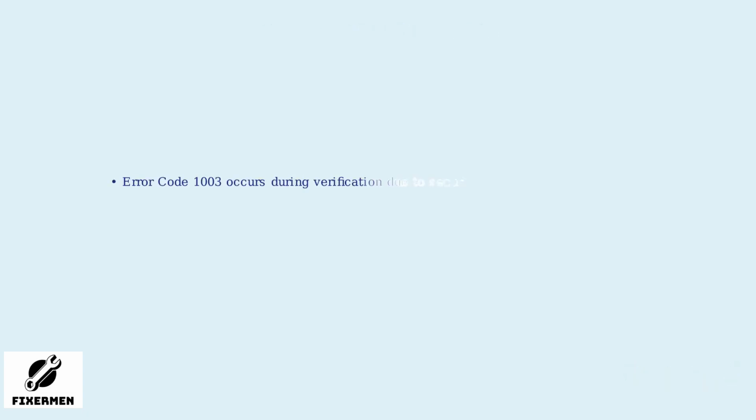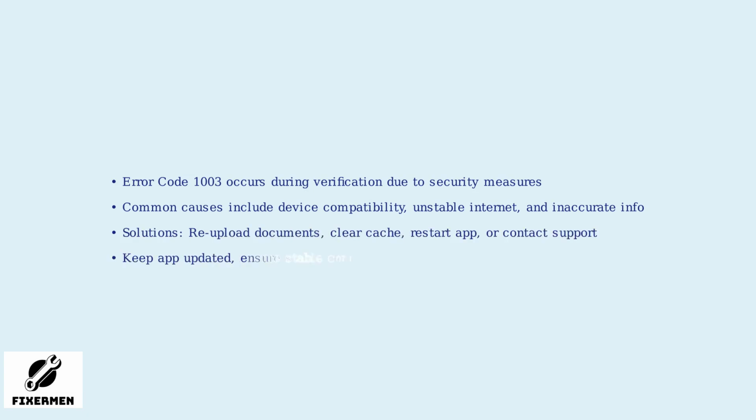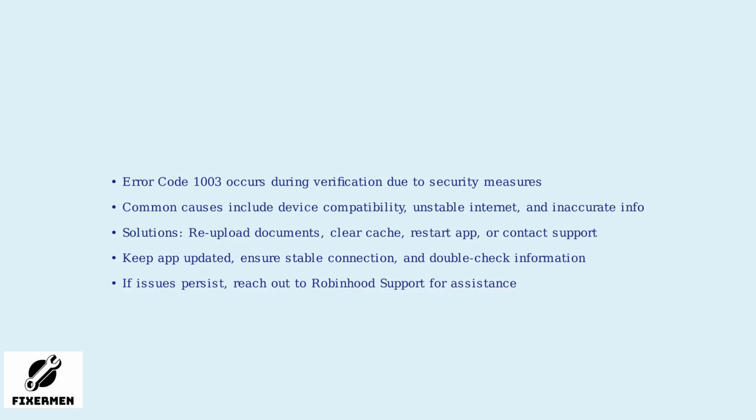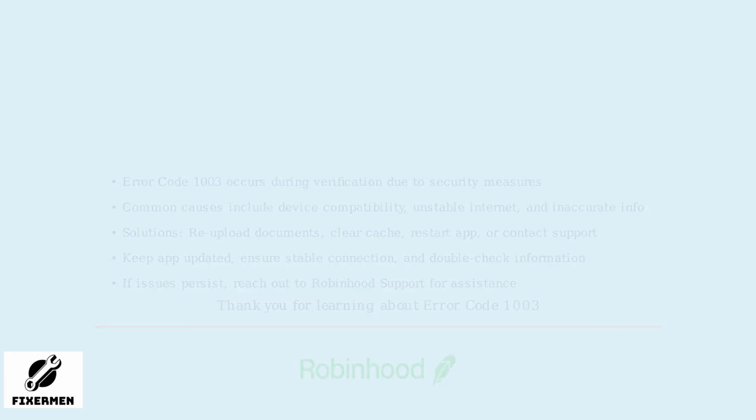To recap, error code 1003 can be frustrating, but understanding its causes and following troubleshooting steps can help resolve it. Key causes include security compliance, device issues, unstable internet, and inaccurate information. Solutions involve re-uploading documents, clearing cache, restarting the app, or contacting support. Remember to keep your app updated, maintain a stable connection, double-check your information, and contact Robinhood support if all else fails.